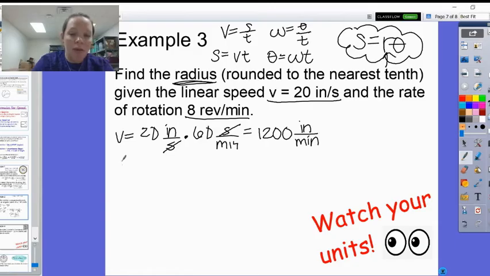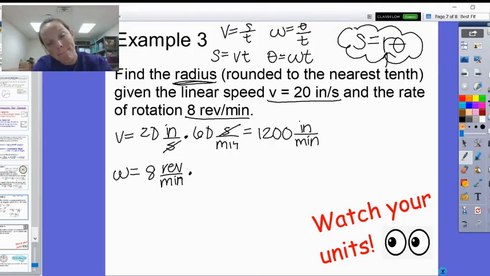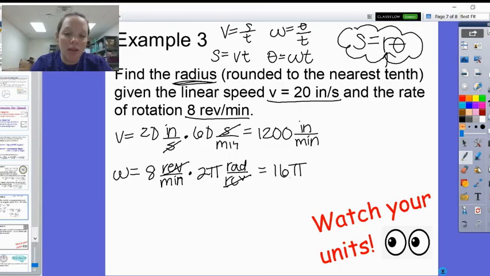Okay, omega, we're going around the circle 8 times in 1 minute. And each time around the circle, we travel how many radians? 2 pi radians per revolution. So we can cancel that. And my angular speed is going to be 16 pi radians per minute.